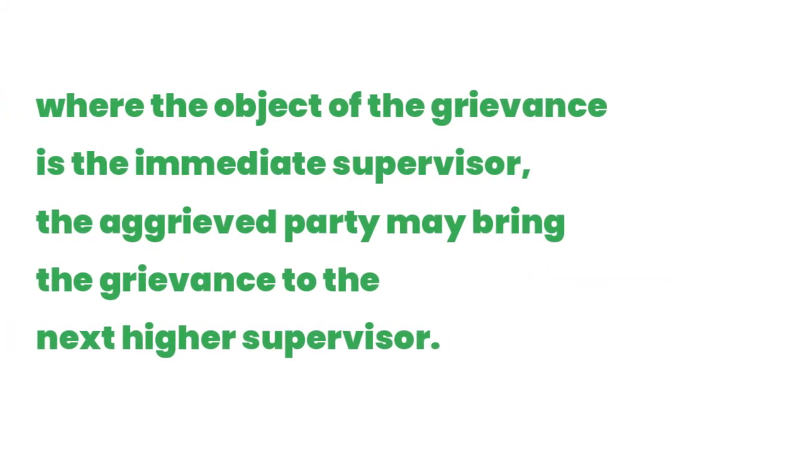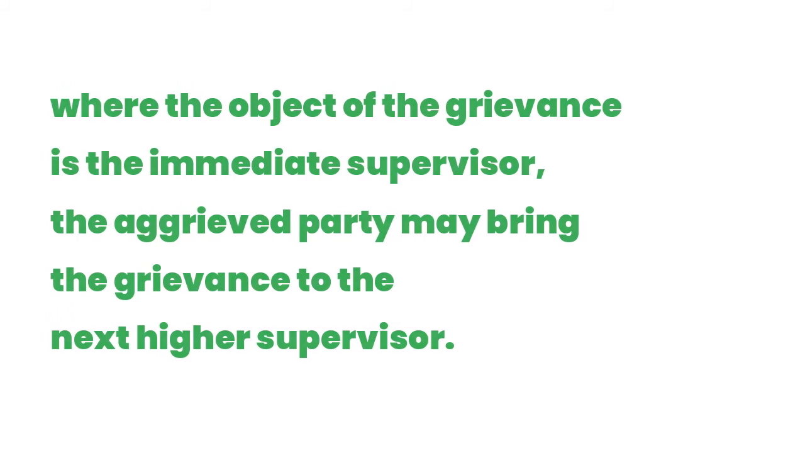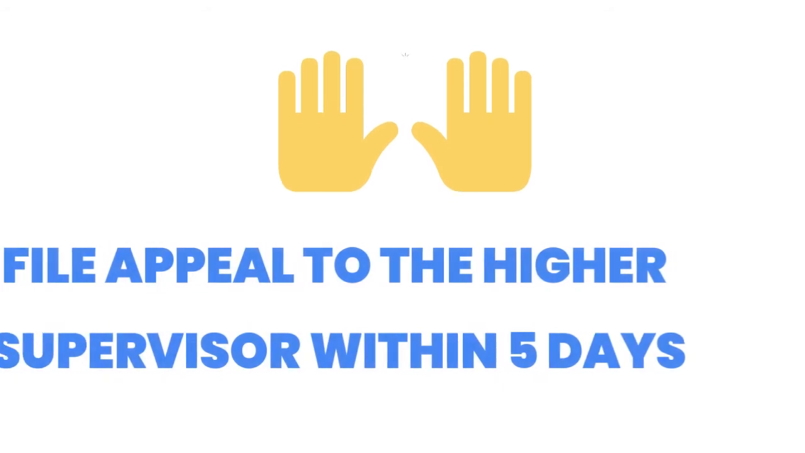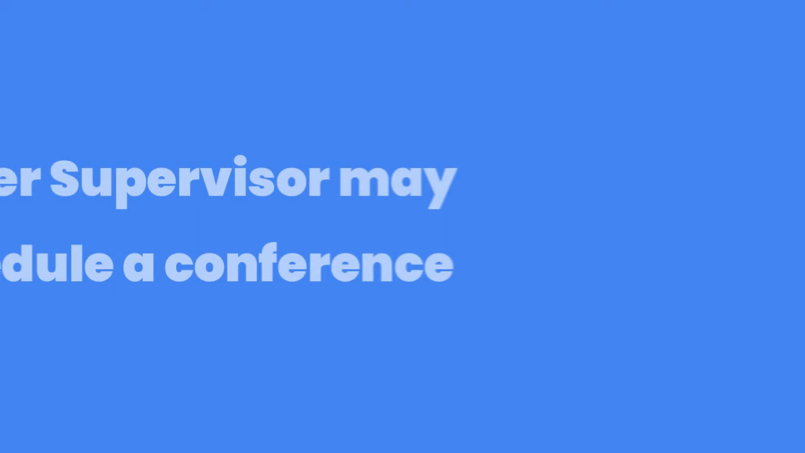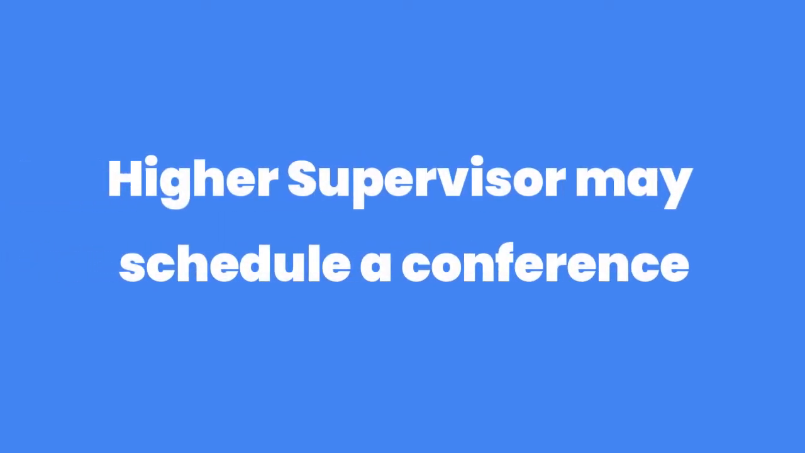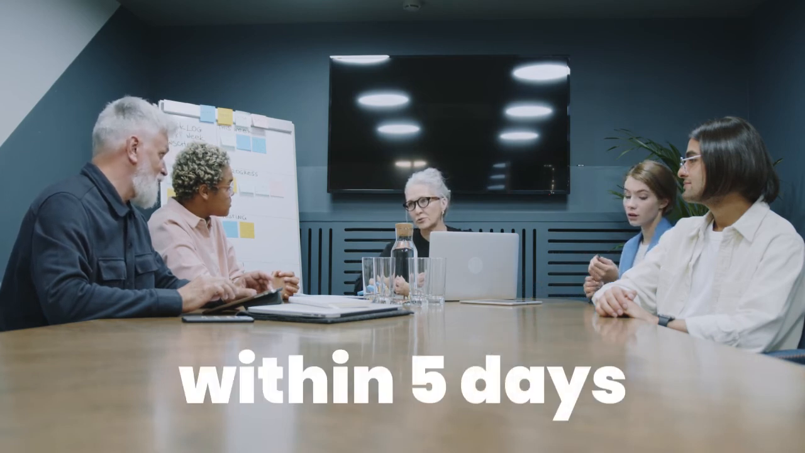However, where the object of the grievance is the immediate supervisor, the aggrieved party must bring the grievance to the next higher supervisor. If the dispute were not resolved at this stage, the same may be appealed to the higher supervisor within 5 days. The higher supervisor may schedule a conference and shall decide within 5 days from the receipt of the appeal. If one of the parties is unsatisfied with the decision of the higher supervisor, the same will now be forwarded to the Grievance Committee within 5 days.